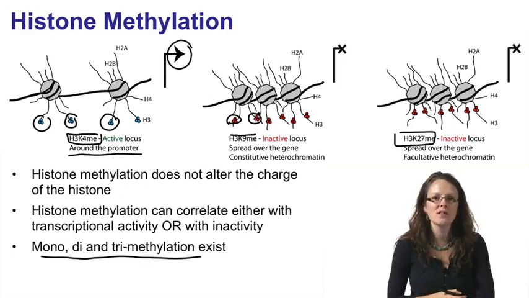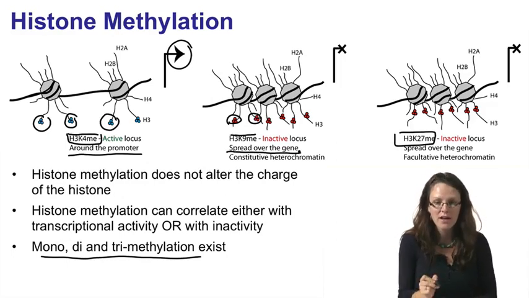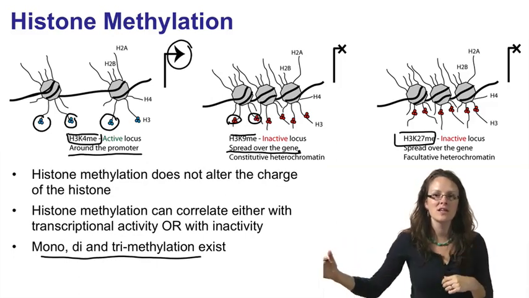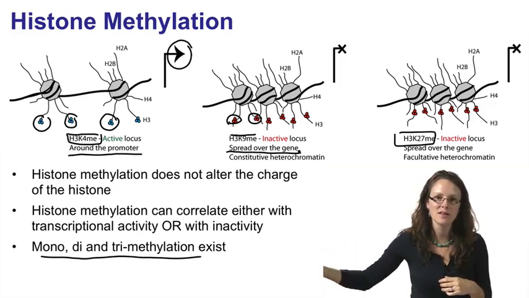But H3K9 methylation, unlike H3K4 methylation, isn't restricted to one region of the gene, but instead is spread over the entire locus. So at the promoter, throughout the gene body and over the exons, and even down at the untranslated region past that.